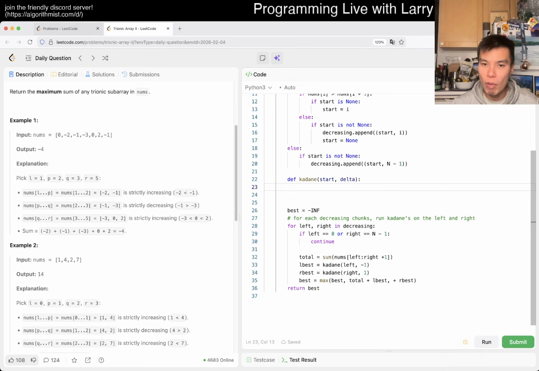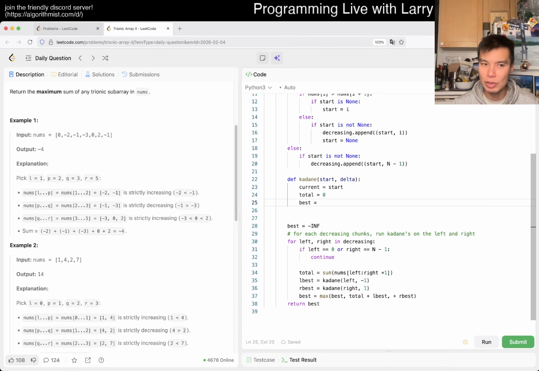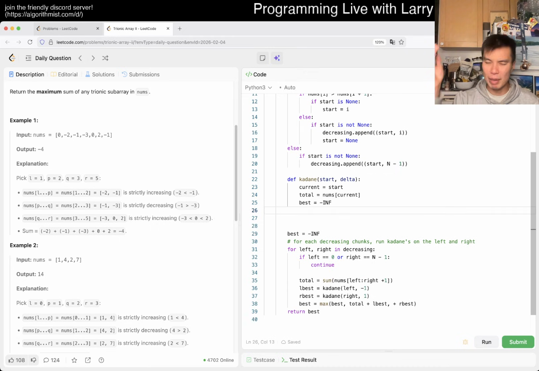Right. So then now we go: current is equal to start, total is equal to 0, best is equal to negative infinity, right? Actually, total should be, okay. Yeah, I'm just thinking in my head to make sure that I get all the edge cases. I'm just worried about the case where you're on the edge, but I think this should take care of all of it.